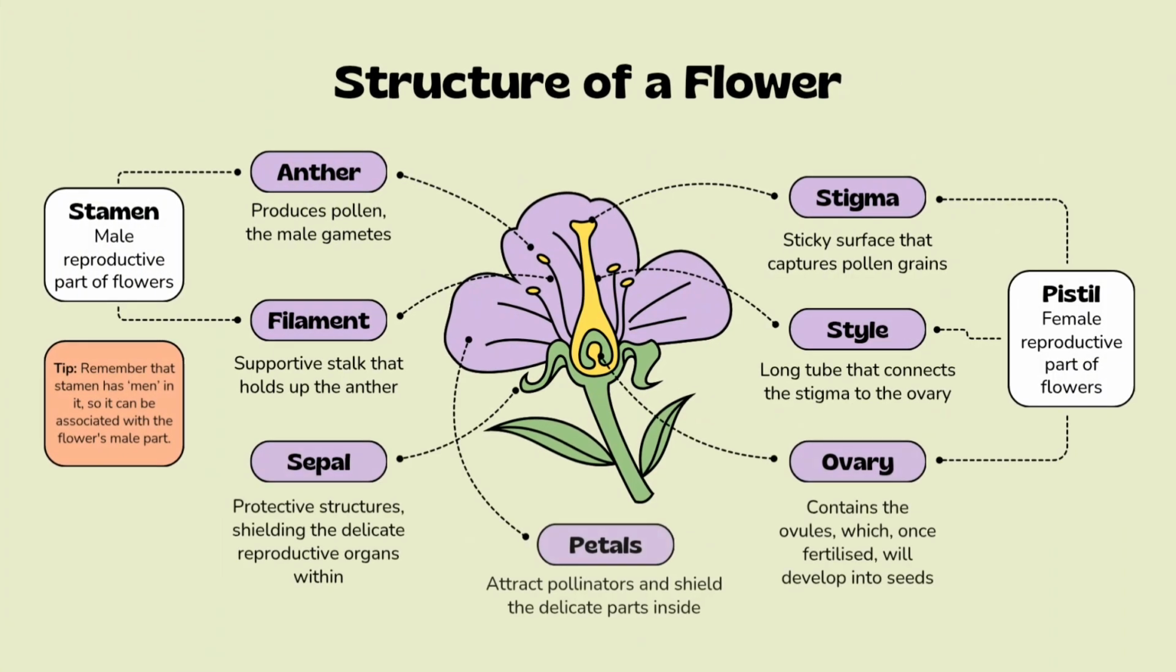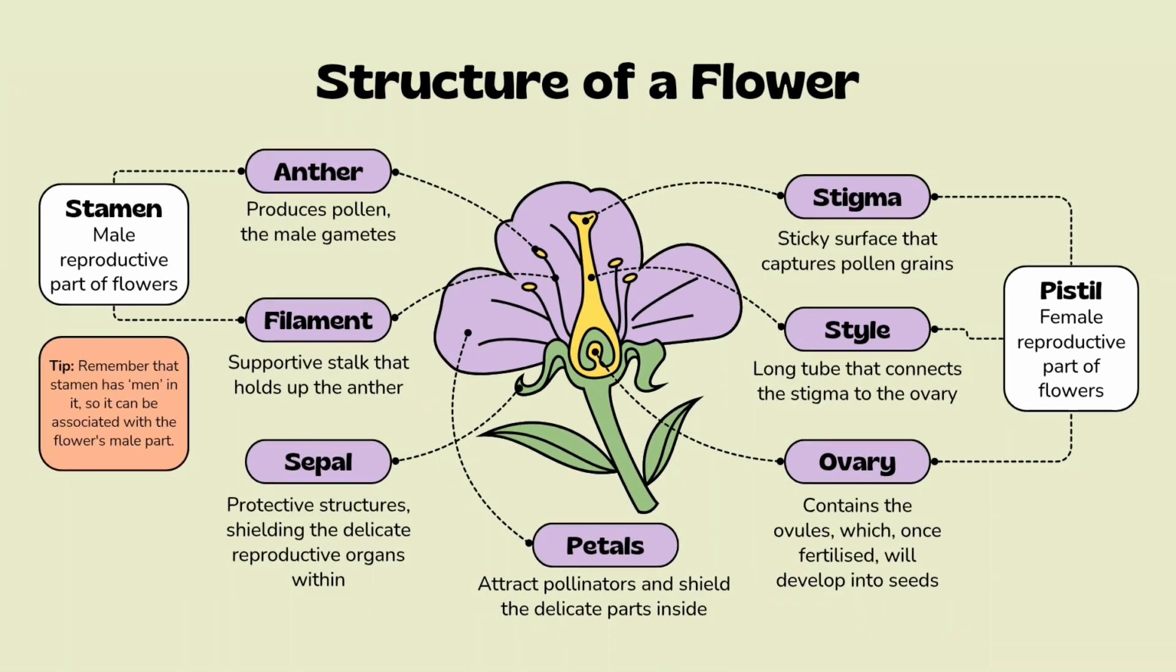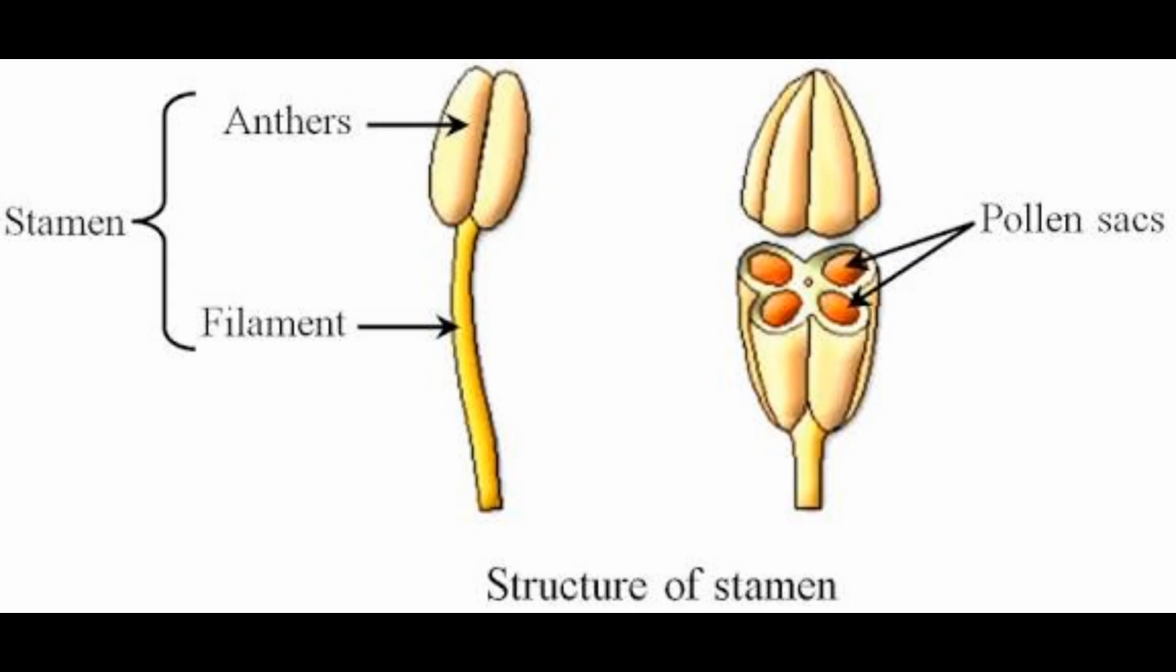First, we need to understand the structure of a flower. Think of a flower like a well-designed house with different rooms and responsibilities. Let's start with the male part of the flower. It is called the stamen. Easy trick to remember, stamen has men in it, so it is the male part.